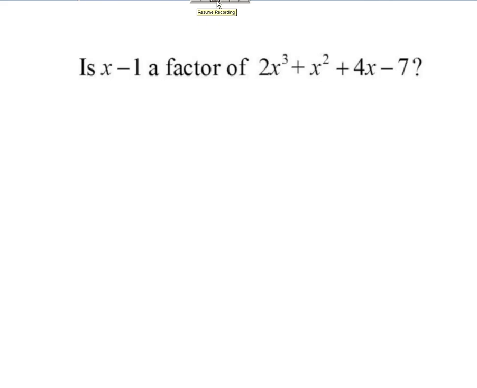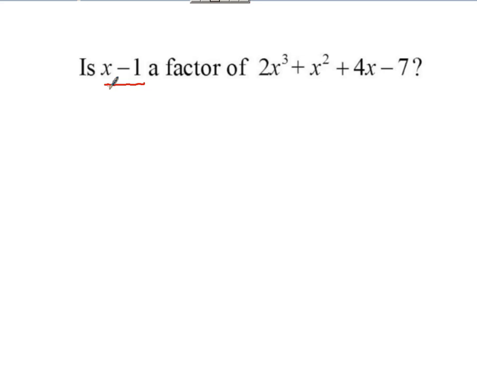All right, x minus 1. Is that a factor of this polynomial? The way we're going to figure this out, do a little synthetic division. If x minus 1 is a factor of this polynomial, we should be able to take that polynomial, divide by x minus 1, and get a remainder of 0, right?